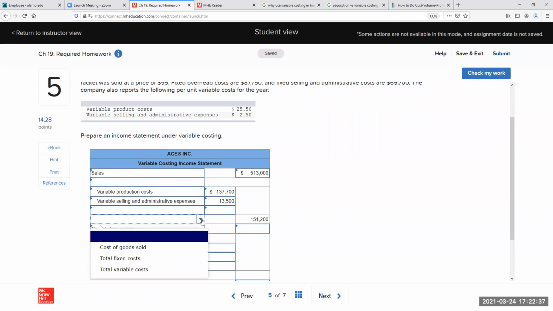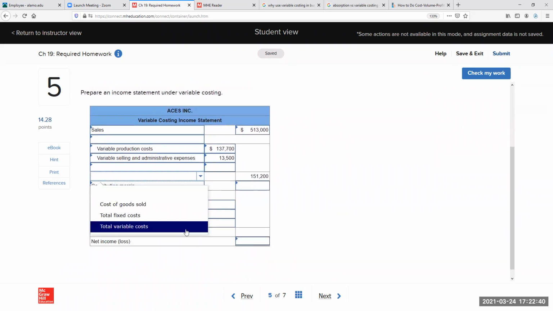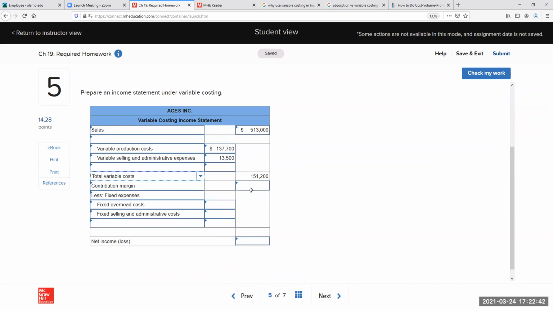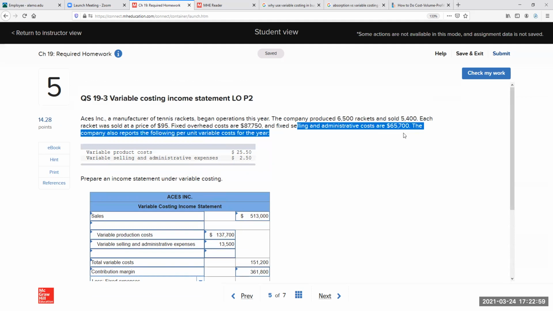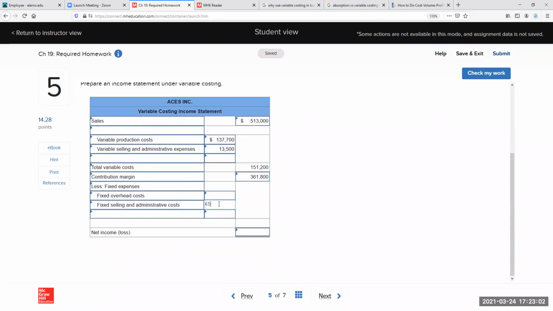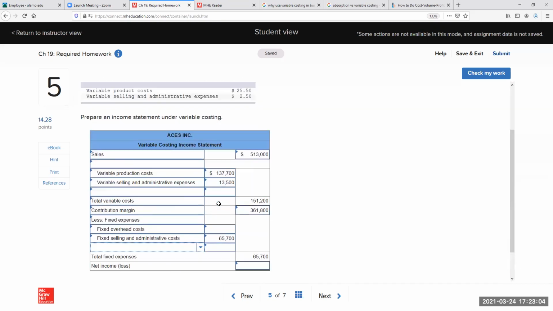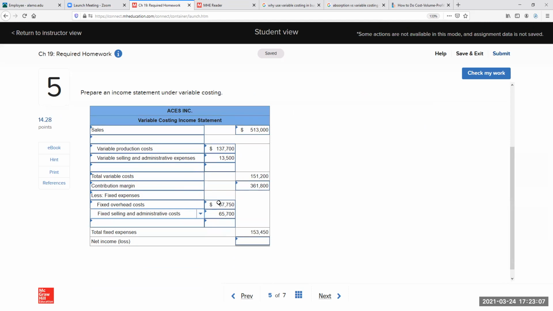What's our contribution margin? Oh, should I put it on the wrong line? Total variable cost. So 37, 40, 50. So 513 minus 151,200 equals a contribution margin of 361,800. And then I've got to find my fixed. My fixed overhead is 87 and my fixed selling admin is 65.7. That's 153, and 361 minus 153,450 is equal to 208,350.